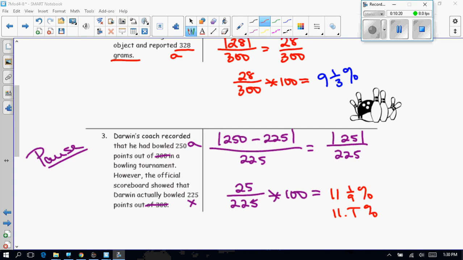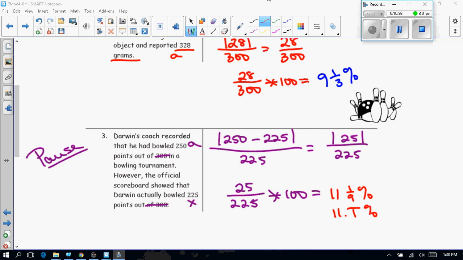All right, so I took the absolute value of 250 minus 225 and put it over 225. Ended up with 25 over 225 multiplied by 100, and I get 11.1% error.